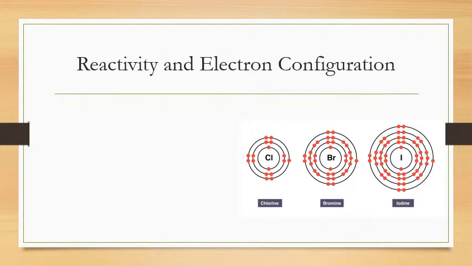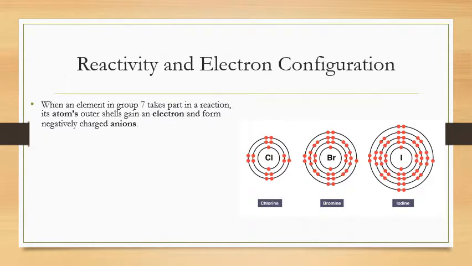So in terms of explaining the trends with electron configuration, here are the three halogen atoms: chlorine, bromine, and iodine. When an element in group 7 takes part in a reaction, its atoms' outer shells gain electrons. It gains an electron to become the chloride ion, which is known as an anion, of course. The less easily these anions form, the less reactive the halogen is.